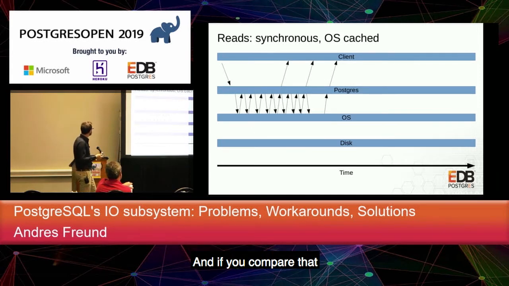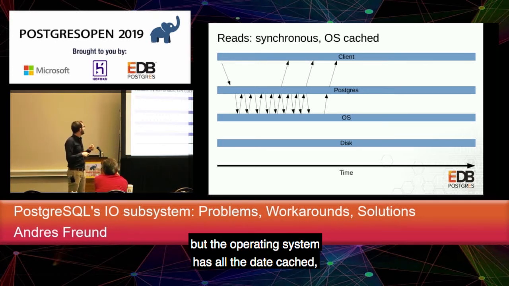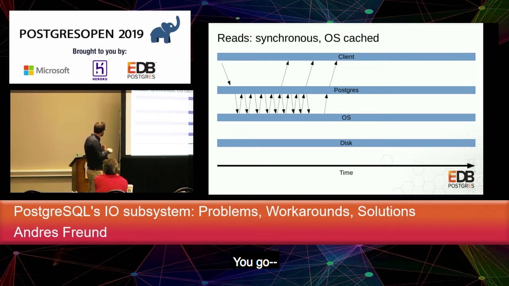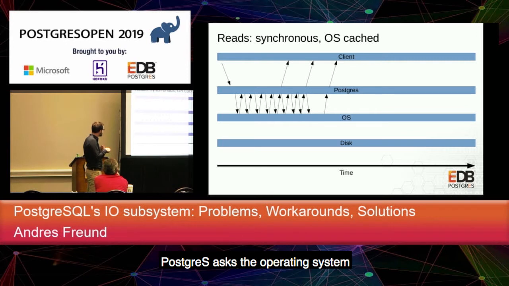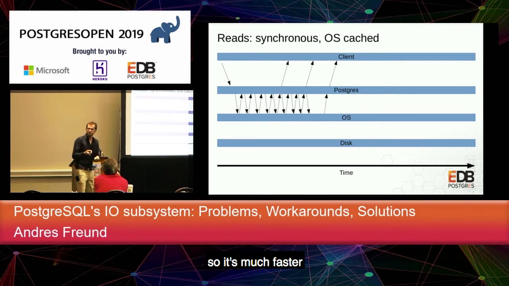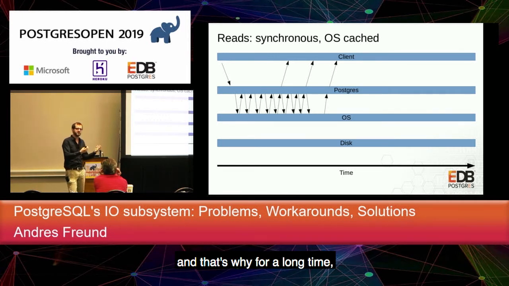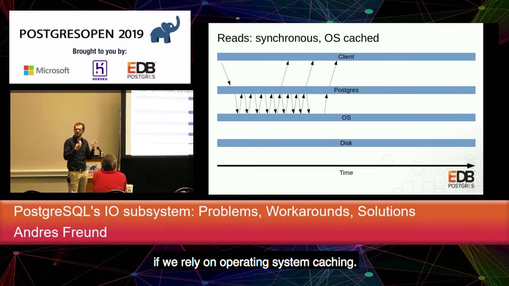And if you compare that to the case where we can only do one read at a time, but the operating system has all the data cached, it looks like this. We go to Postgres, ask the operating system, but the operating system has it cached, back and forth, and so it's much faster because the operating system has it cached. And that's why, for a long time, people have said it's good enough if we rely on operating system caching.